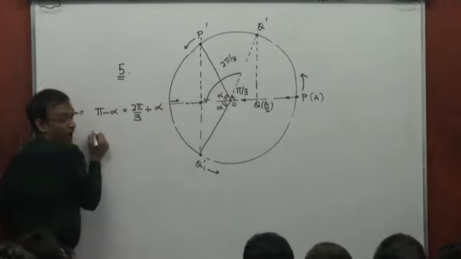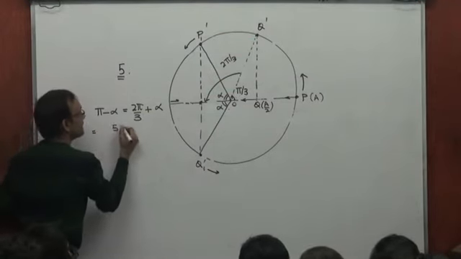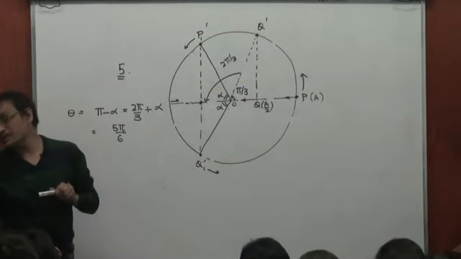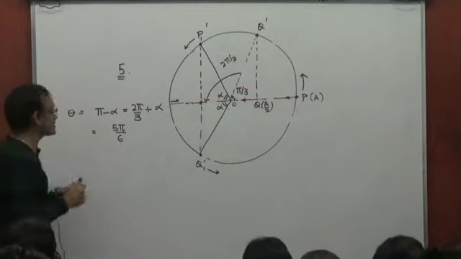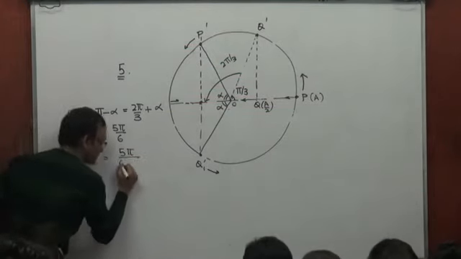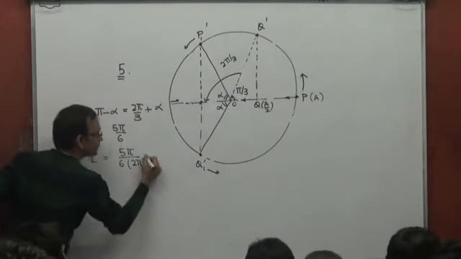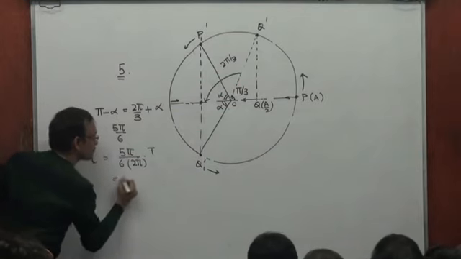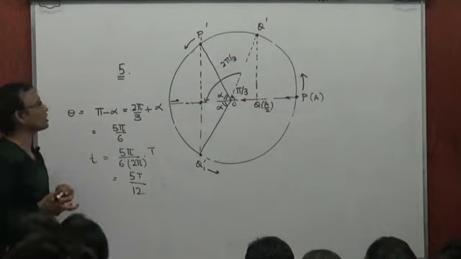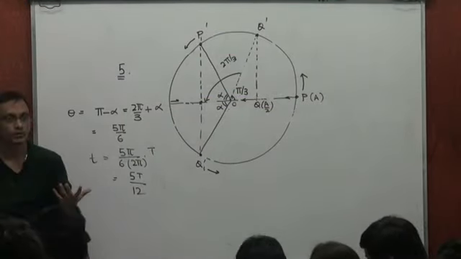And then each must be half their sum. So each will be equal to 5 pi by 6. So the angle described at the center is 5 pi by 6. So the time taken to describe 5 pi by 6 is going to be 5 pi by 6 divided by omega, which is 2 pi by T, which is 5T by 12. These many seconds is the shortest time in which they would bump into each other. Clear? Not a problem.